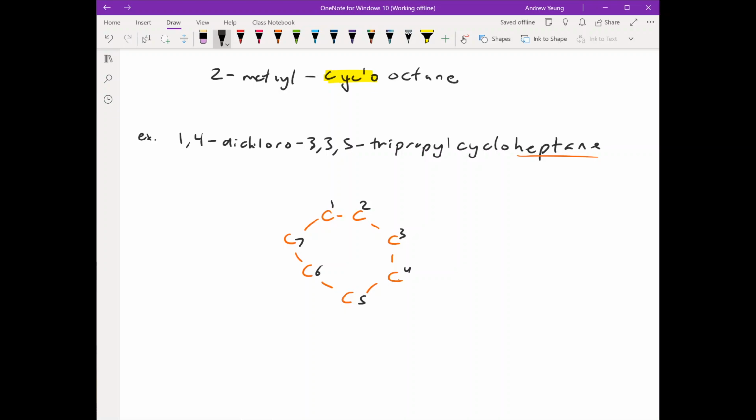Okay, I would assume that all of these carbons are holding 2 hydrogen neighbors, except for these branches that they're saying. The dichloro tells you have 2 chlorines somewhere in the picture. Where are they? One's on 1, one's on 4. So branch off there, Cl. Branch off here, there's a Cl. Okay. And then 3,3,5-tripropyl. A propyl by itself is already a 3-carbon chain. The tri tells you you have 3 of these 3-carbon chains. Okay, lots of 3s here.